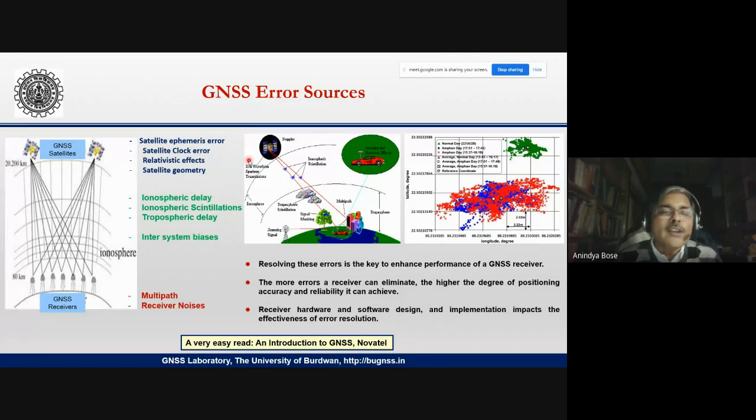Next, satellite clock errors. The satellite clocks that are running also run with a relativistic effect.